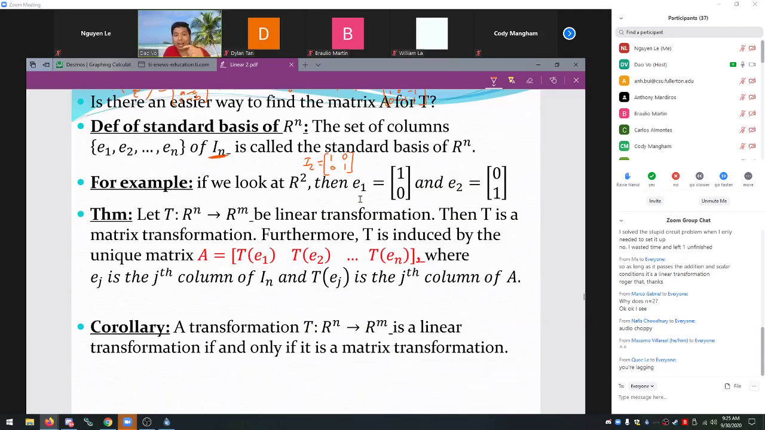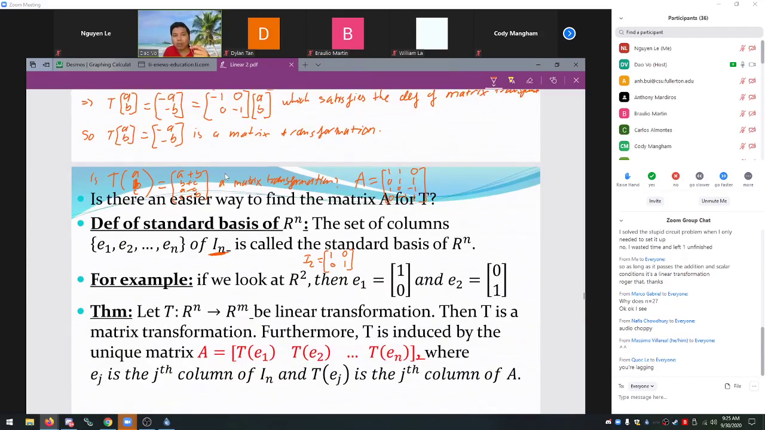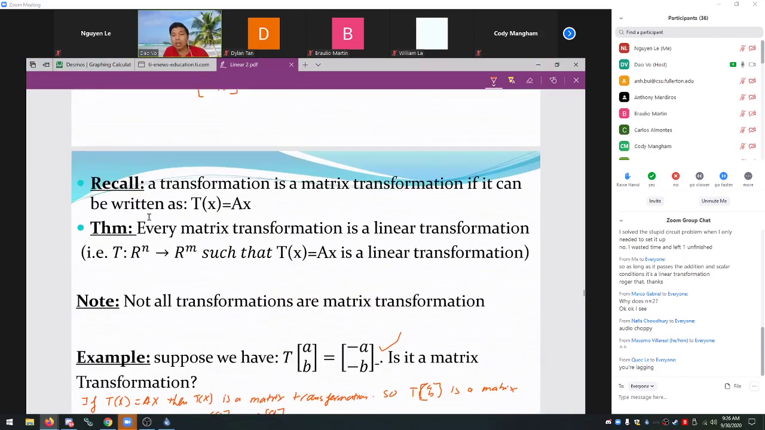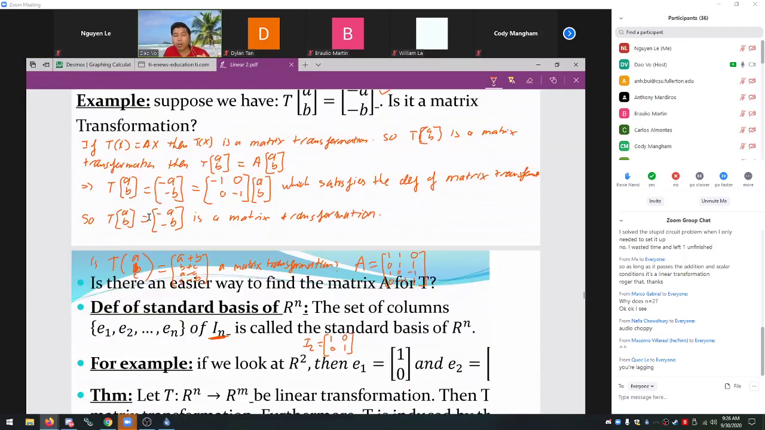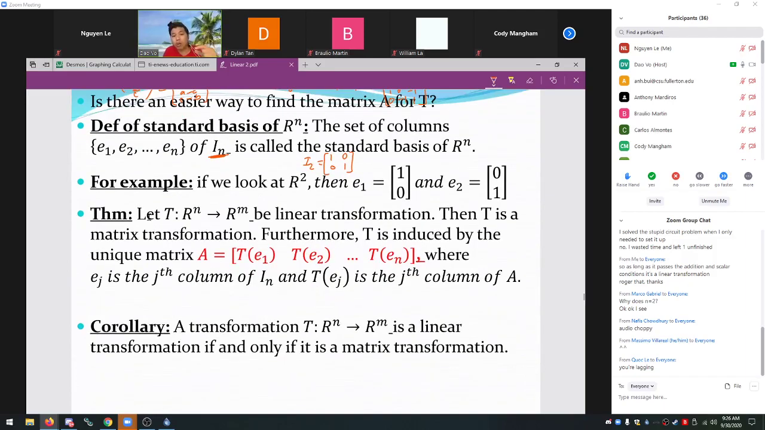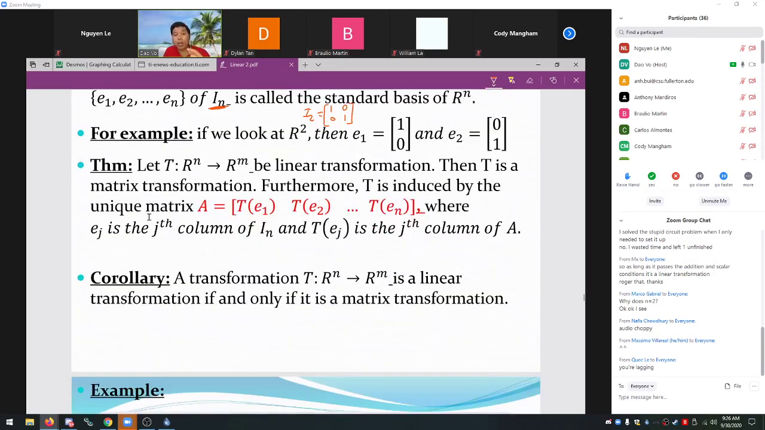All right, so that's a very nice thing to have. Now, up there, we know that every matrix transformation is a linear transformation. This next theorem also shows us that if it is a linear transformation, then it's also a matrix transformation. So now they work in both directions. That will be an if and only if condition.